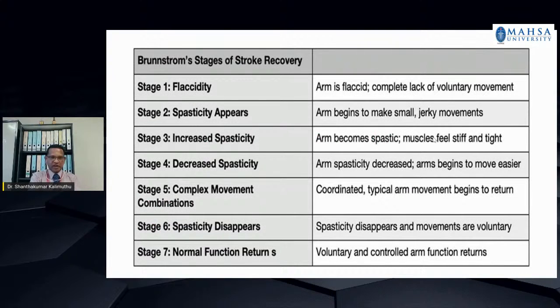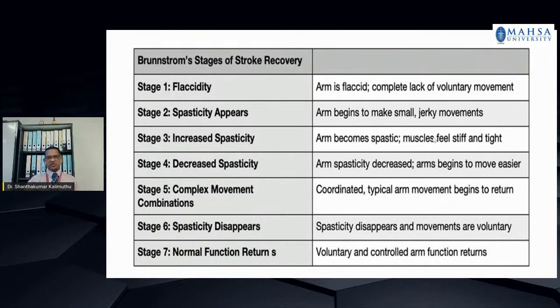Brunnstrom stages of recovery. In stage 1, in stroke patients, is the flaccid stage, or flaccidity, where the patient won't be able to do any movement. So the voluntary movement is affected in stage 1. Stage 2 is the early spastic stage, where the patient will be able to do a little bit of movement, but more of flexion in the upper extremity and extension in the lower extremity. That is stage 2. So spasticity starts to appear. So initial stage of spasticity, stage 2.